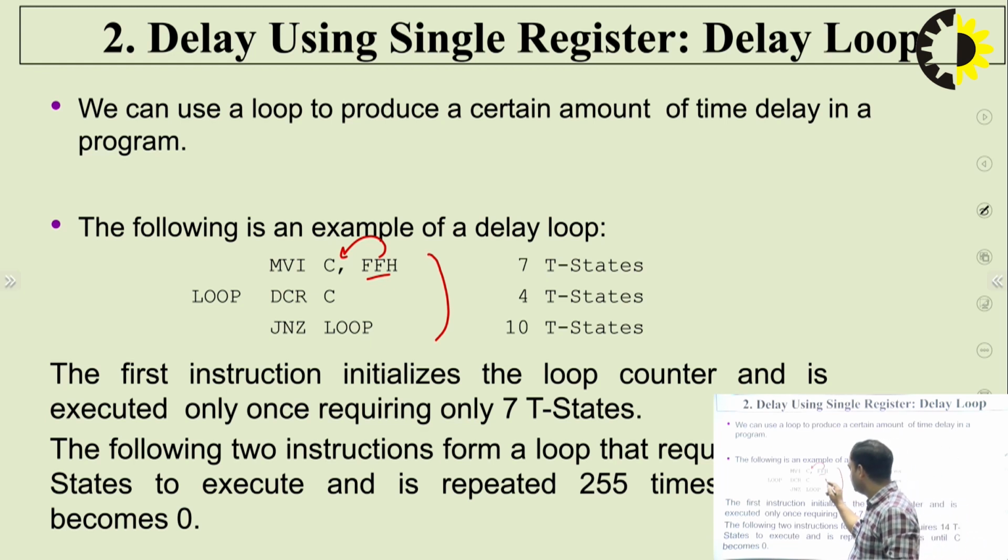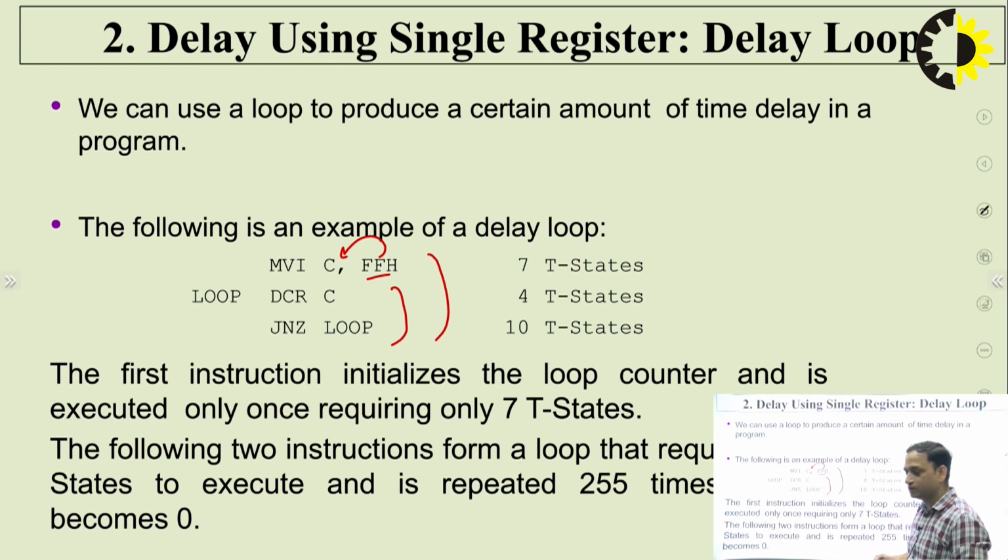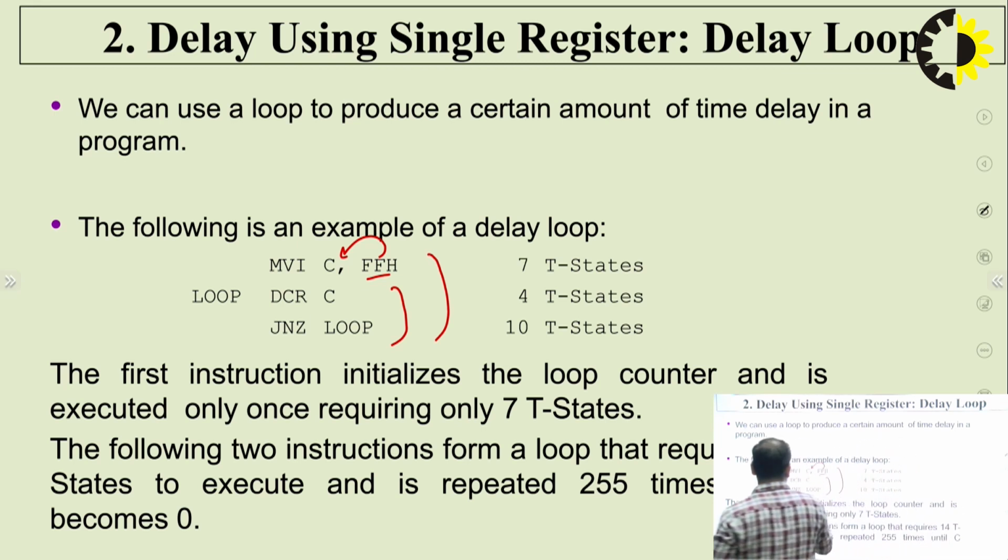Then we are using the loop, because when we use counters, for counting purposes we require the loop construct. In that, first of all we have to load the register with some number, and in hexadecimal this number is FFH. When it is decremented with DCR C, it will become FE and so on.